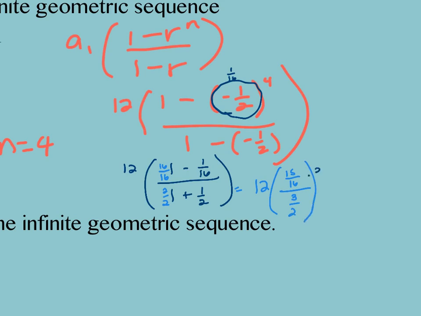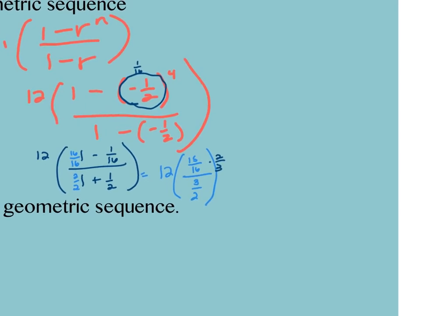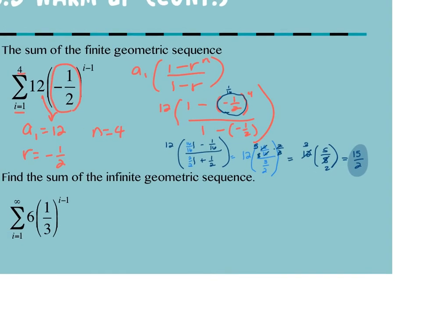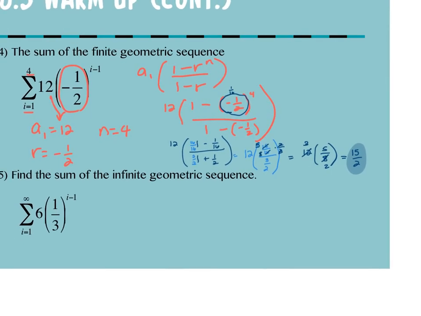I'm going to change, flip. 2 goes into 16 8 times, 3 goes into 15 5 times, 12 times 5/8. 4 goes in here twice and 3 times, so I get 15 halves. If you had time and this was a reasonably small series, you could always check this. I could plug in 1, plug in 2, plug in 3, plug in 4, add them together, and see if I get 15 over 2. It's just not always that easy.